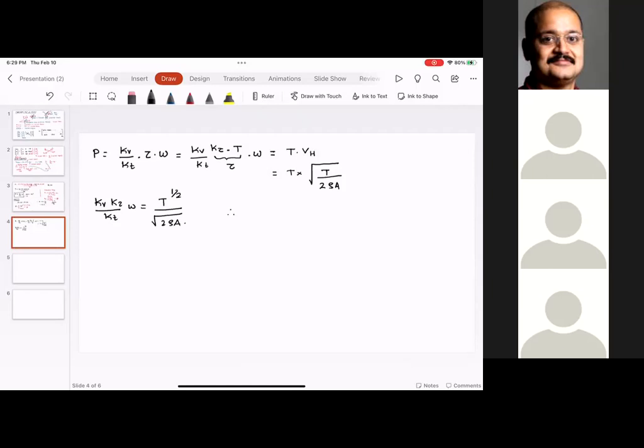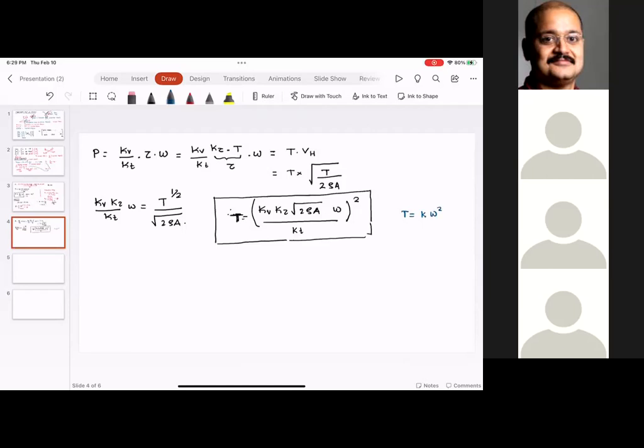That gives me kV k tau square root of 2 rho A omega divided by kt, square is equal to T. So thrust, this is the important equation. What does that mean? Everything else except omega is constant. So which means T is equal to a constant K omega square.